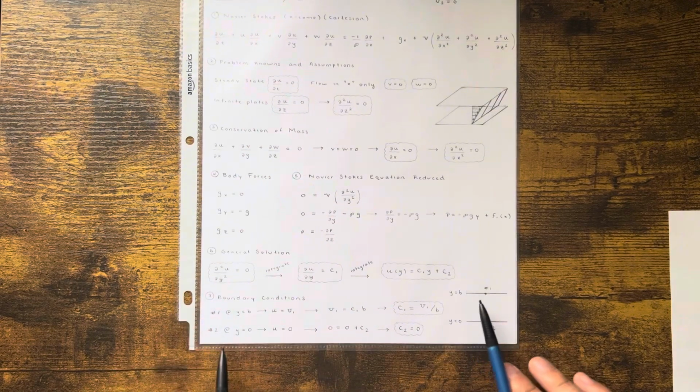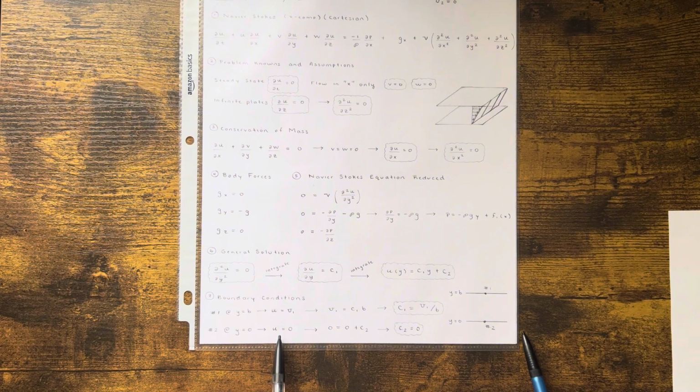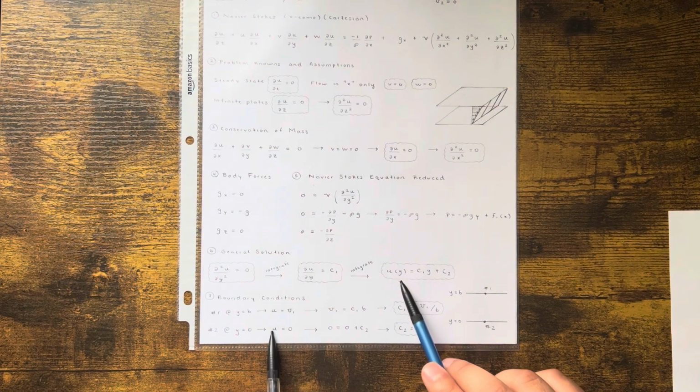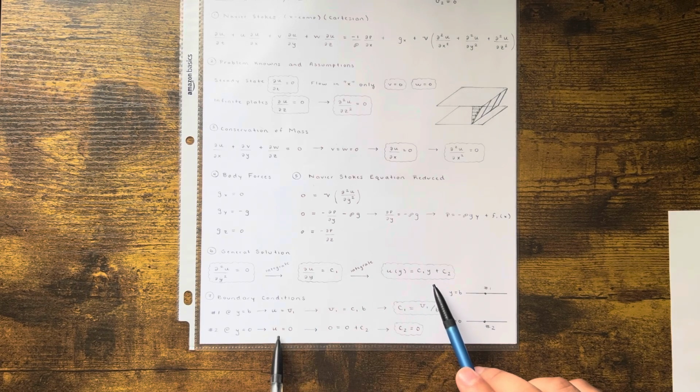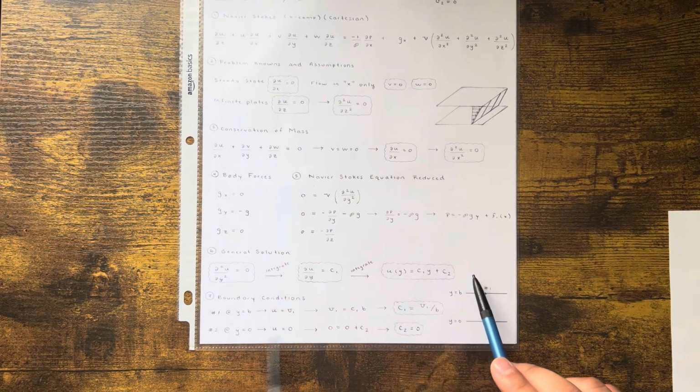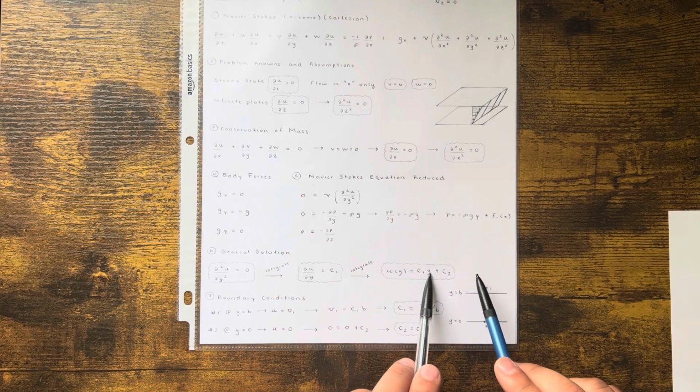Now for number 2, at y equals 0, I said, hey, I have a plate and it's not moving, so my velocity is 0. So when I did this one, look, I used this equation. I put u is equal to 0, so 0 is equal to, and then for every y that you see, you've got to plug in the 0. So c1 times 0 plus c2. So it just means c2 is 0, right? 0 is equal to 0 plus c2.